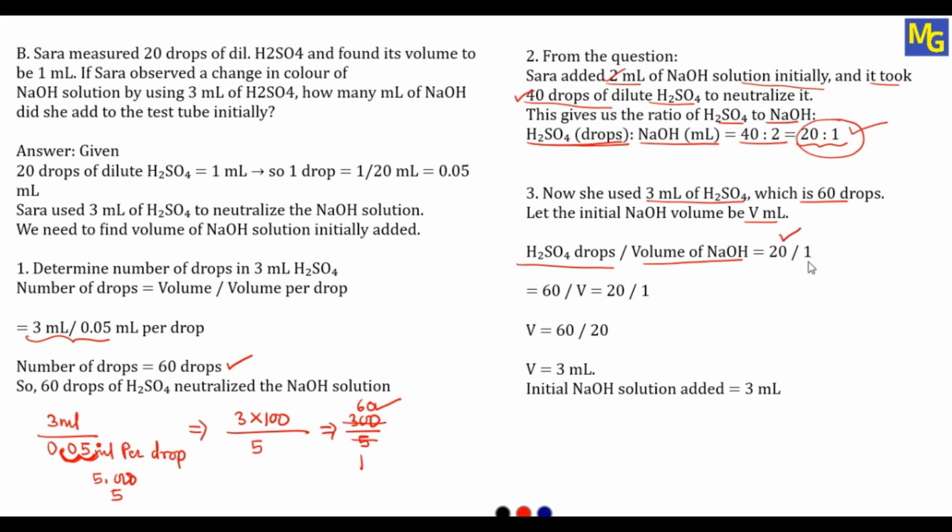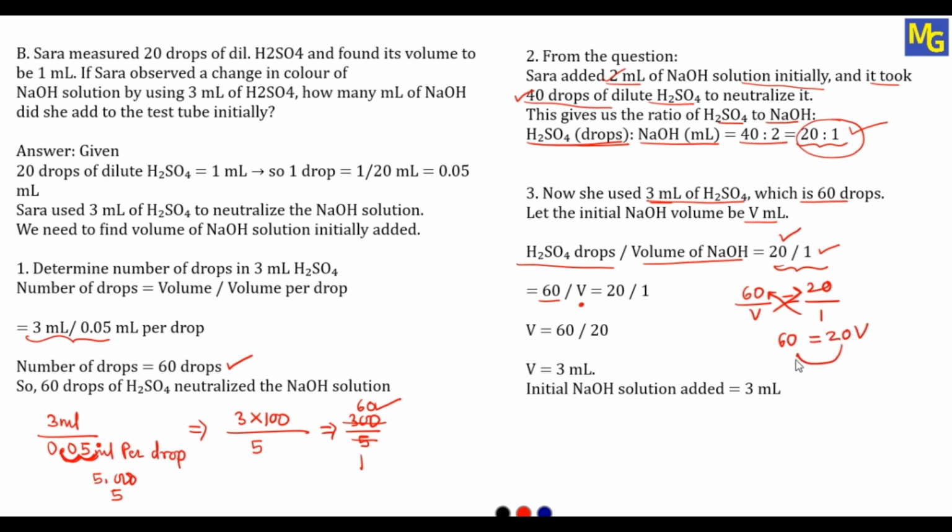And what is the volume here in ml? It is 1. So 20 divided by 1. Now, what are our given values? 3 ml, 60 drops. So I took 60 drops divided by V for NaOH, since we don't know the ml. Now if you compare these two, 60 divided by V is nothing but 20 divided by 1. Now we can do cross multiplication. What will happen? 60 is equal to 20V.